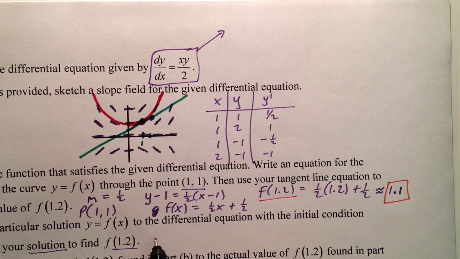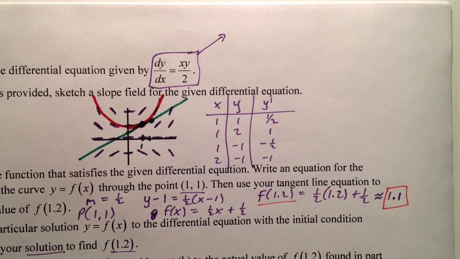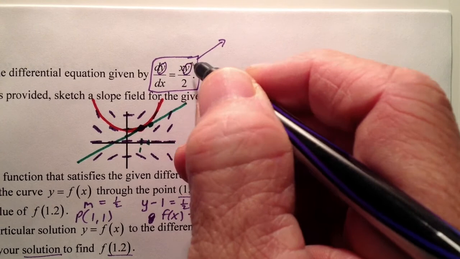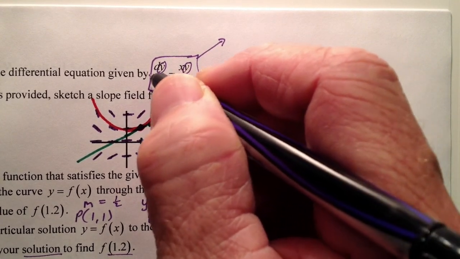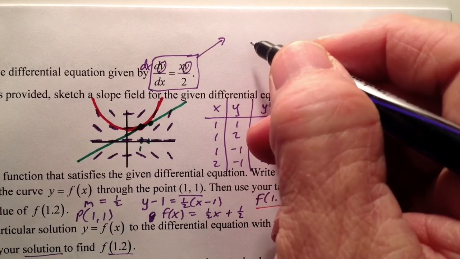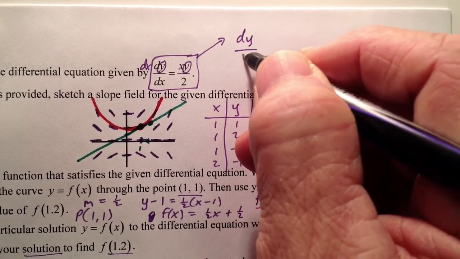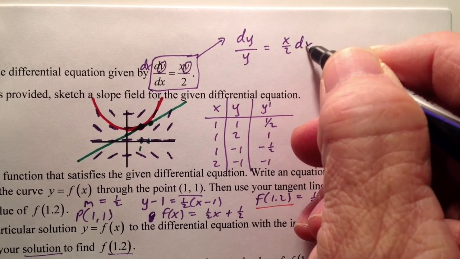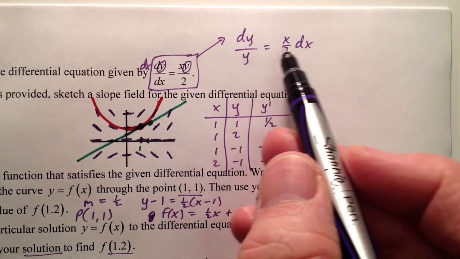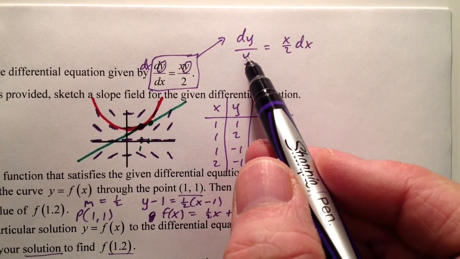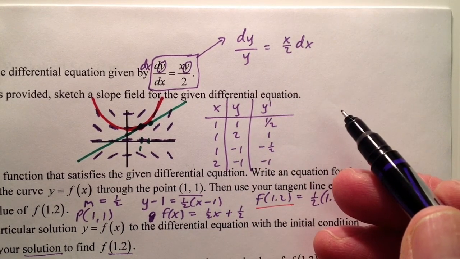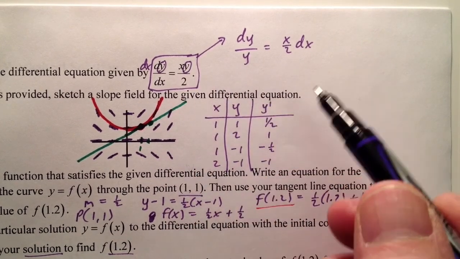Particular solution. I'm not sure that we know how to do this yet, but let me just walk you through it anyway. We have our dy dx. And so what we're going to do is notice that we have a y over here and a y over there. If we divide both sides by y and multiply both sides by dx, then we're going to get dy over y is equal to x over 2 times dx. That's what we just did. We separated the variables. The y goes with the dy, the x goes on the same side as the dx.